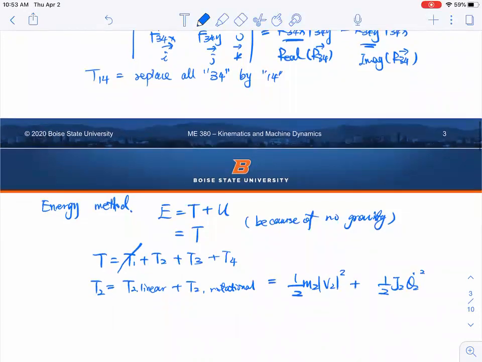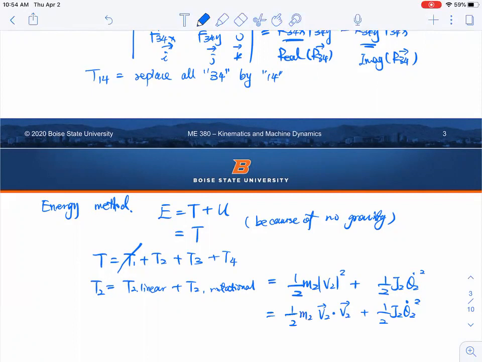So as I mentioned before, if you don't want to put your absolute value symbol in the expression, you can write these as the dot product of 2 vectors. So that actually helps you when you calculate time derivatives. And then the same way, you can find your T3 and T4. Just replace the subscript from 2 to 3 and 4 respectively.